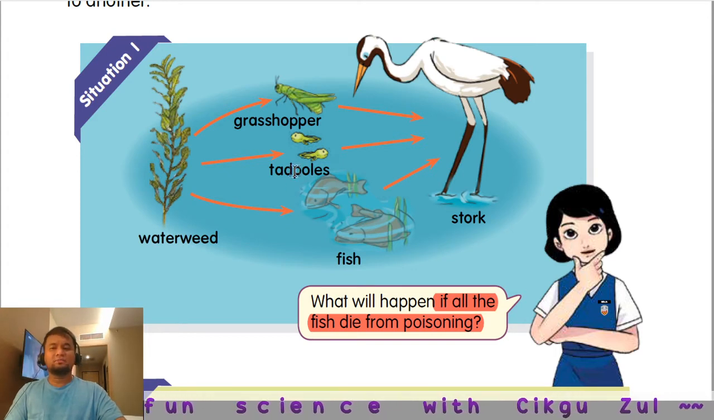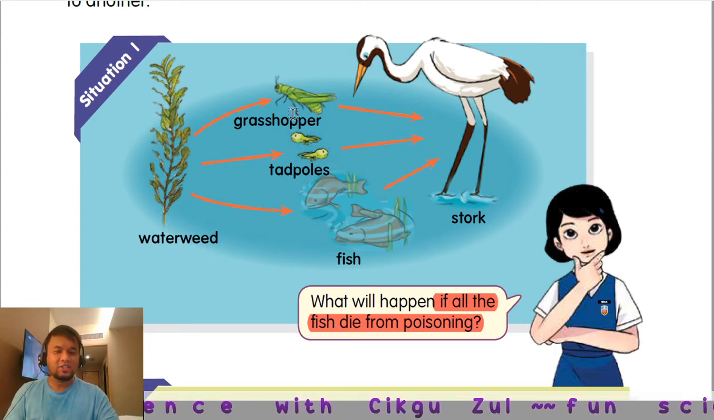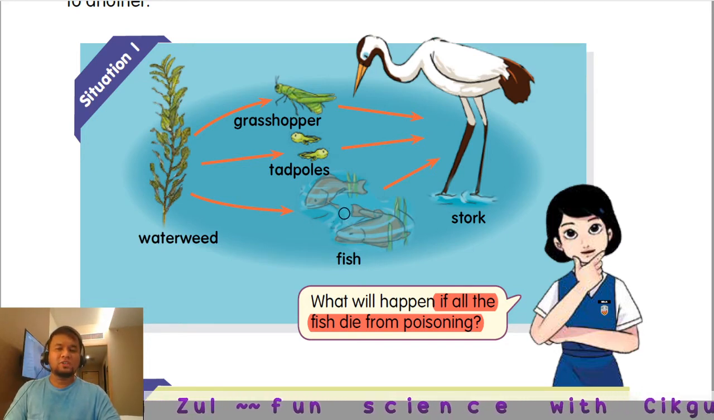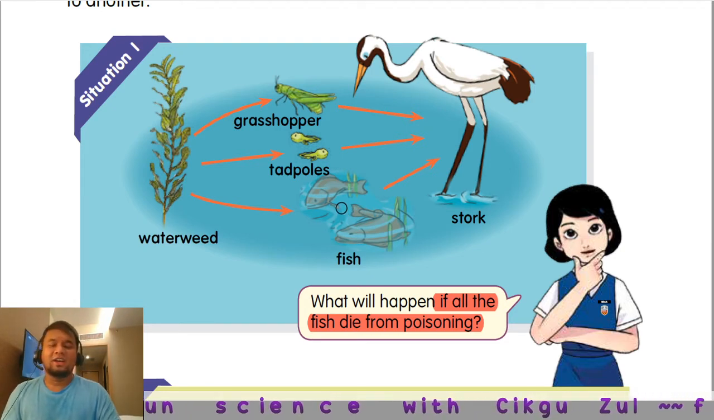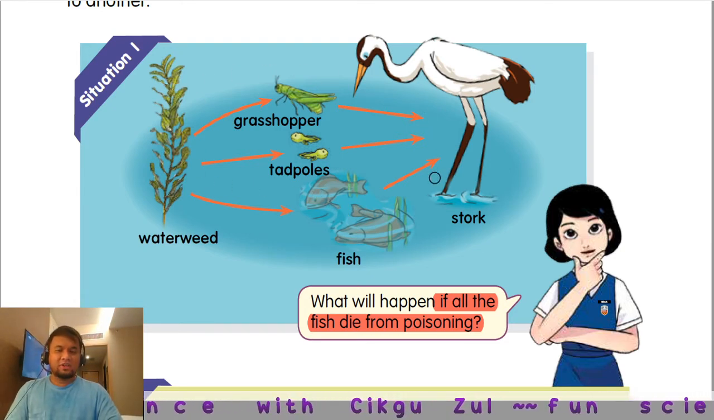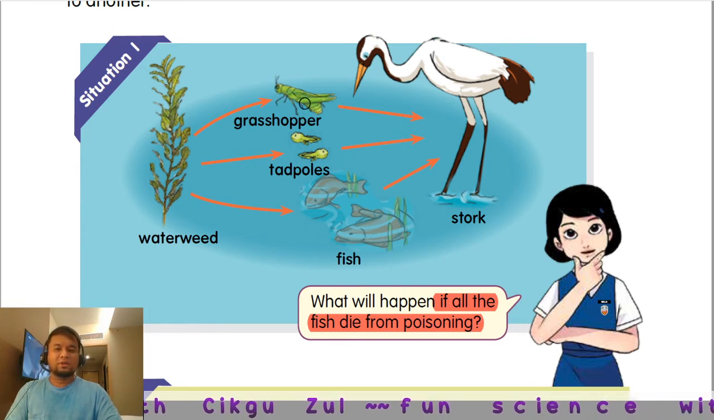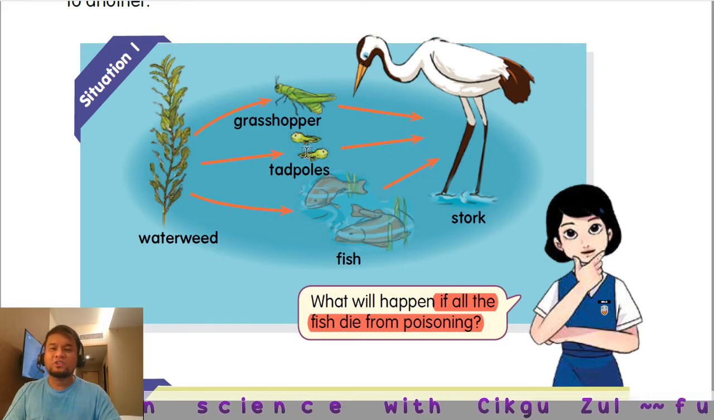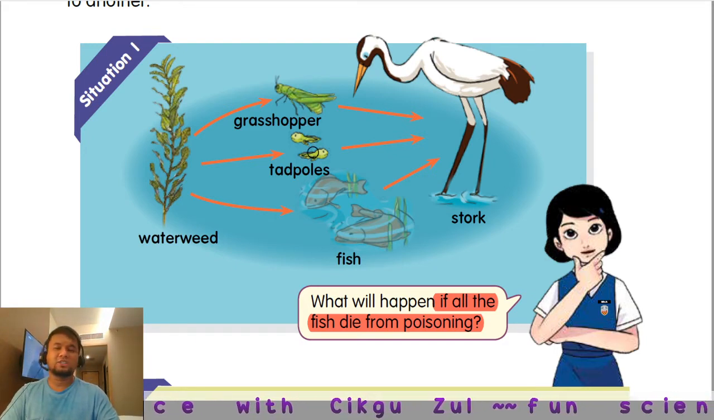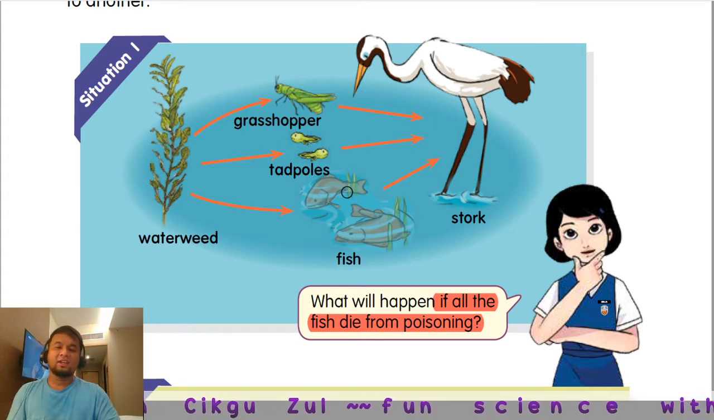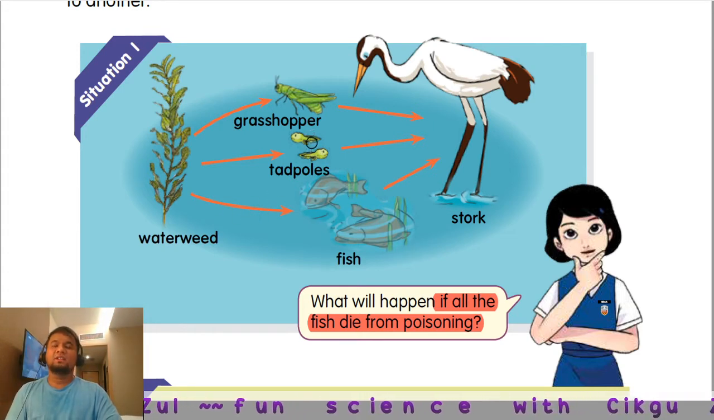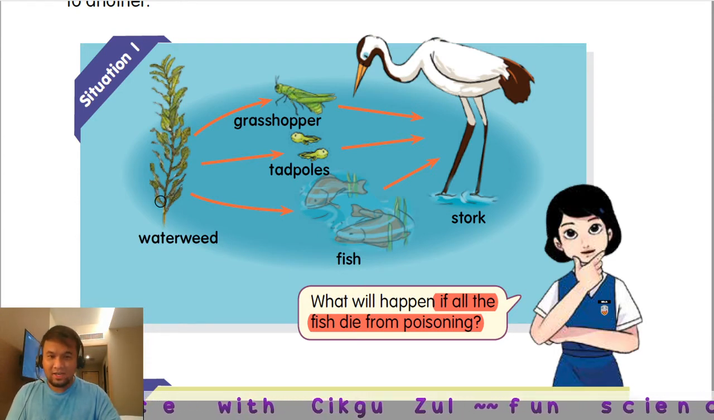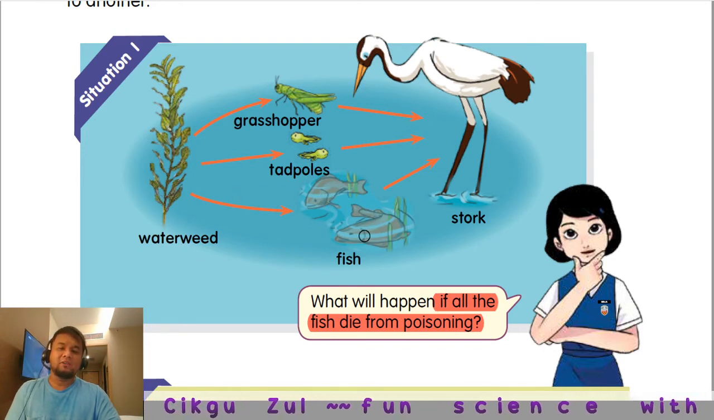Okay, what about the tadpoles and the grasshopper? Do they decrease as well, or do they increase when the fishes die? Okay. In this situation given, jawapan dia grasshopper has no change. The tadpoles increase or decrease? No change. Grasshopper and tadpoles has no change. Kerana, okay, kita tengok dia punya arrow dekat sini. Tadpoles and grasshopper eat the water weed. Understand? They are not affected by the fish.